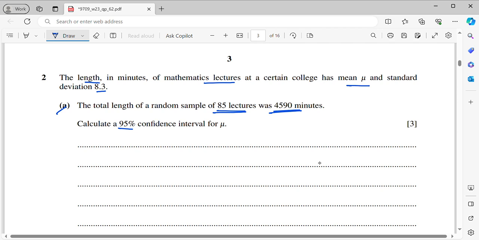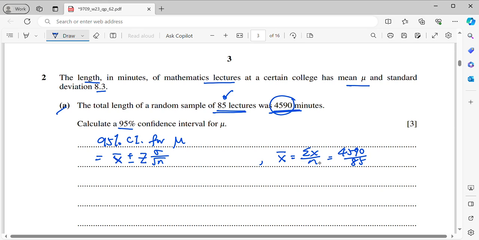So we know that for a 95% confidence interval for mu, the formula is x bar plus minus z sigma over square root n. So the first step is to get the x bar. Since the total is 4590 for 85 lectures, x bar is going to be the summation of x over n, which is 4590 divided by 85. Then from here you will be getting 54. That is our x bar. So here I found 54 plus minus.